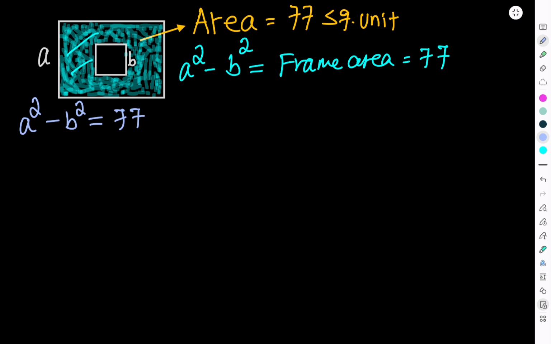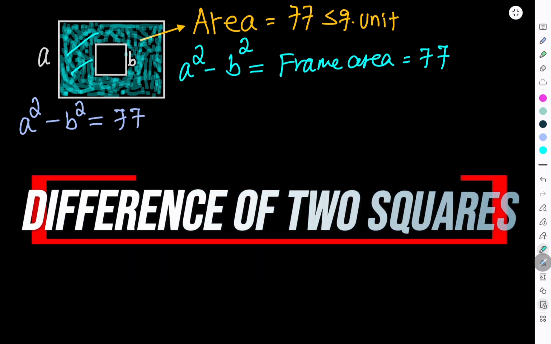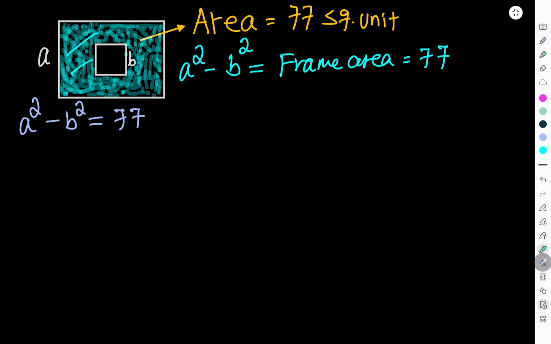Initially, it looks like what? A geometric problem, right? But it is one of the most useful identities in algebra, that is the difference of two squares. Thus, from this part, we don't need the geometry concept, rather we are going to deal with this identity, the difference of two squares. A squared minus b squared is 77.